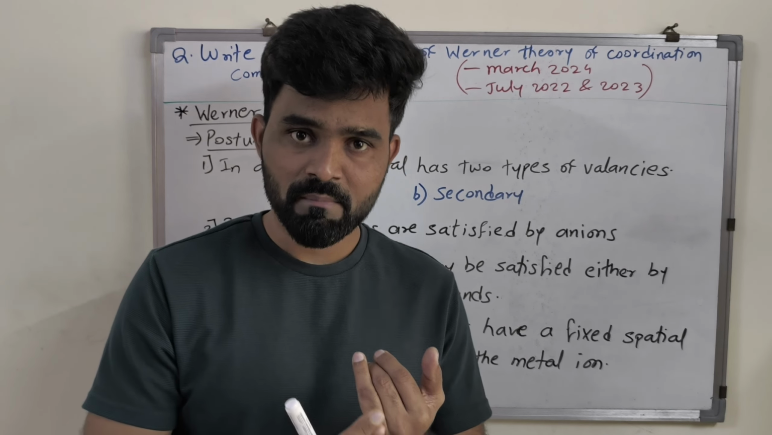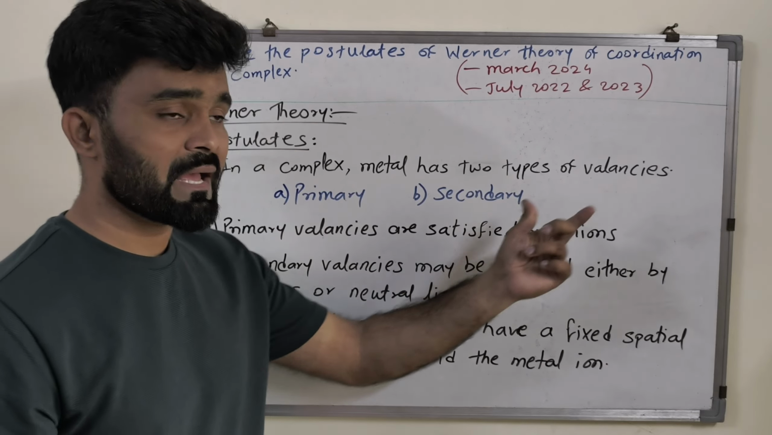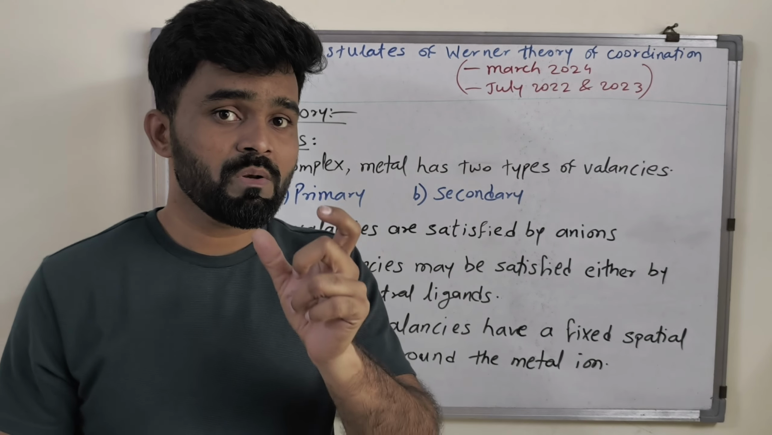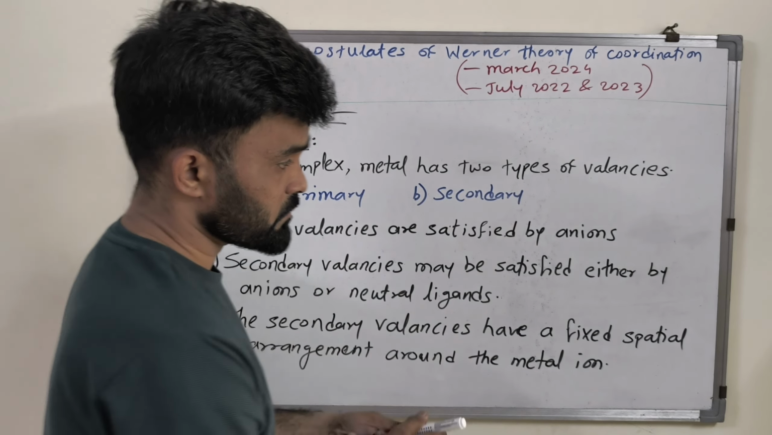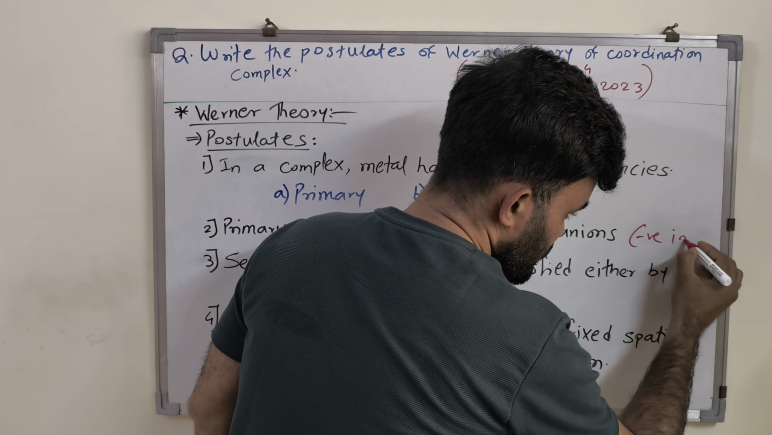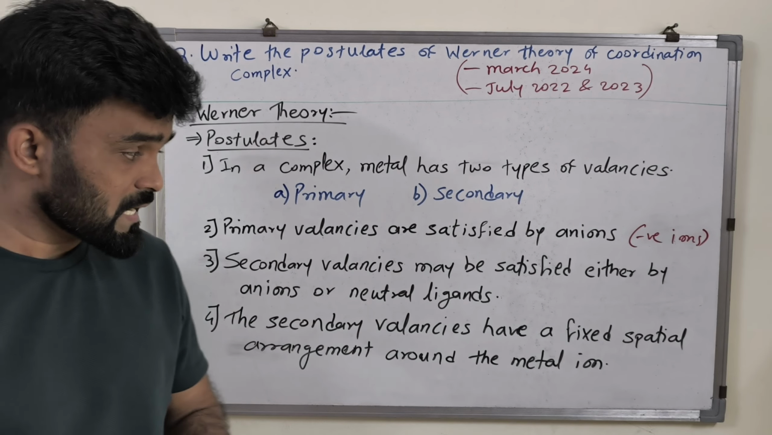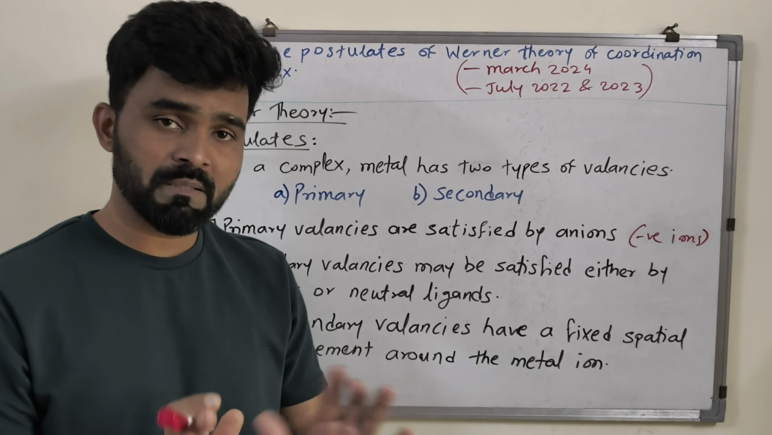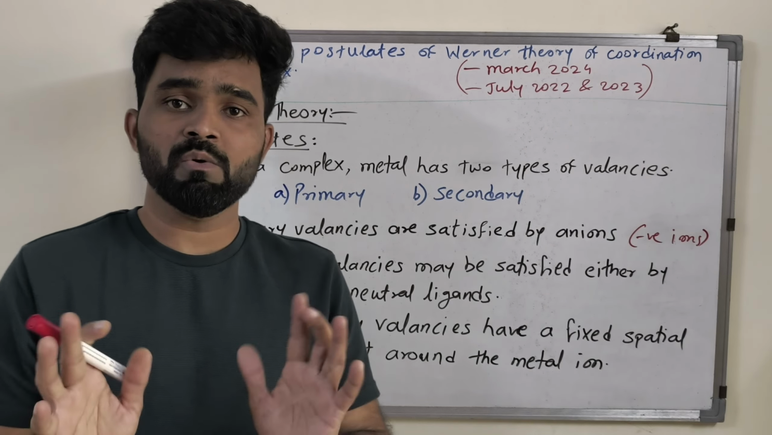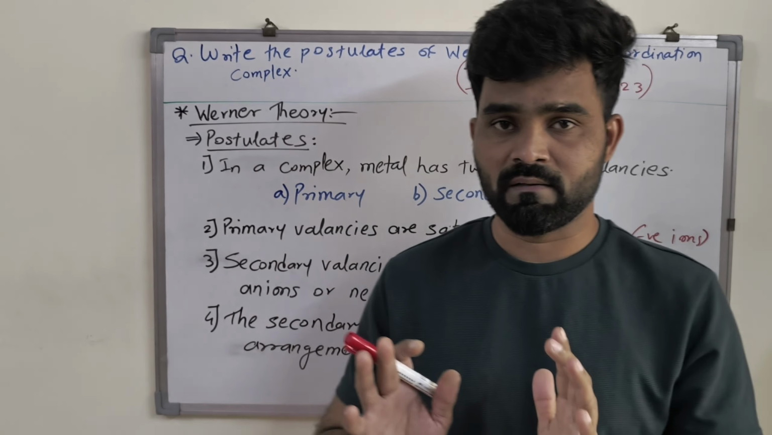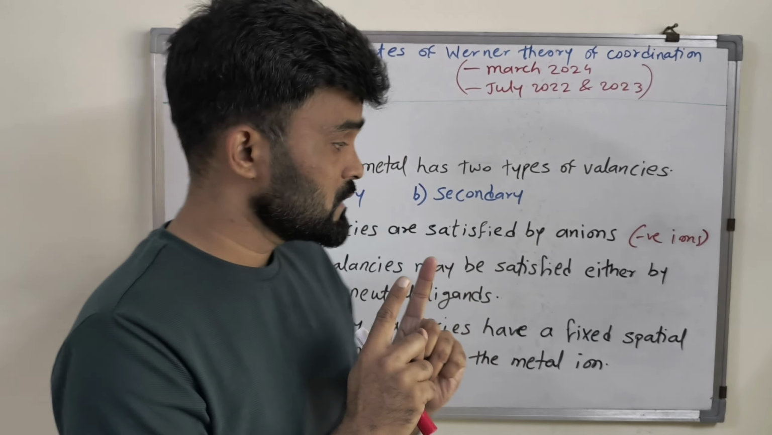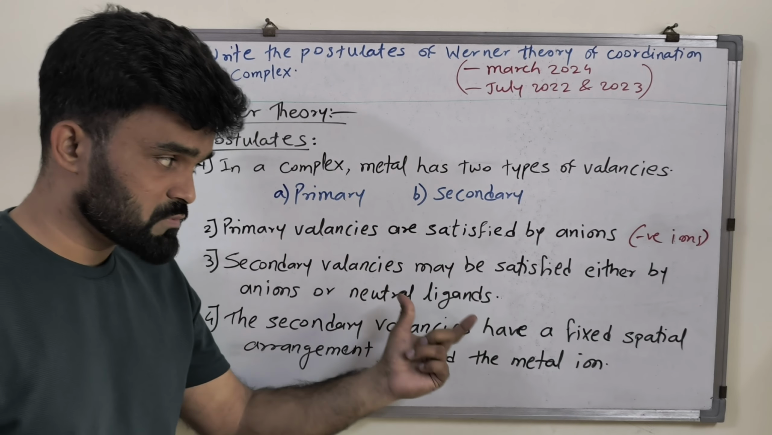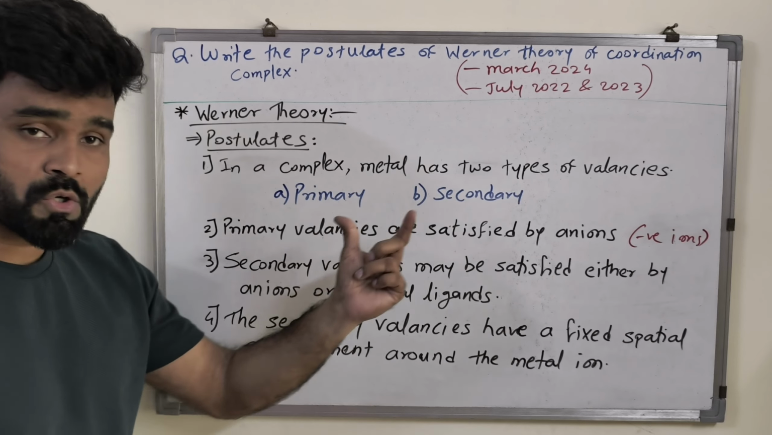देन सेकेंड पॉइंट सेज प्राइमरी वैलेंसी इज सेटिस्फाइड बाय एनायंस. प्राइमरी वैलेंसी विल बी सेटिस्फाइड बाय एनायंस. उसको चाहिए नेगेटिवली चार्ज्ड आयंस. Then secondary valencies may be satisfied either by anions or neutral ligands. यहाँ पे भेदभाव बिल्कुल नहीं है. उसको नो प्रॉब्लम, कोई भी चलेगा. लिगैंड नेगेटिव हो या फिर न्यूट्रल हो, इसको प्रॉब्लम नहीं है. उसको बोलते हैं हम लोग थर्ड पोस्टुलेट. सेकेंडरी वैलेंसी मे बी सेटिस्फाइड बाय एनायंस और न्यूट्रल लिगैंड्स.